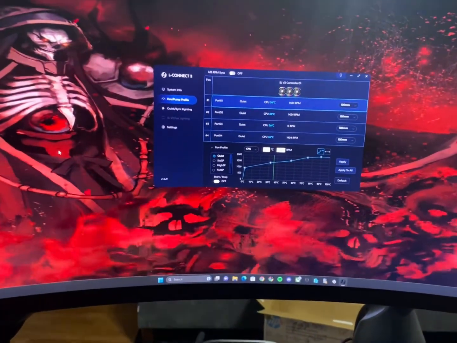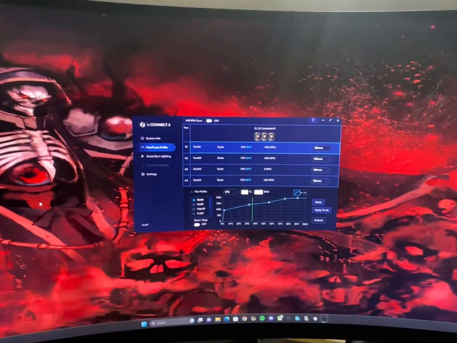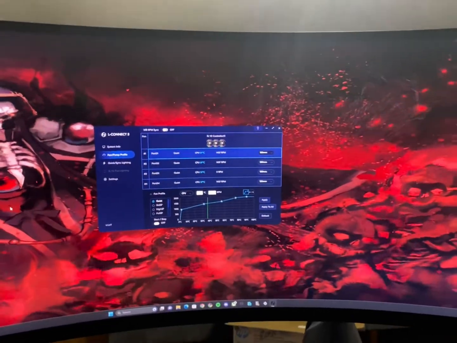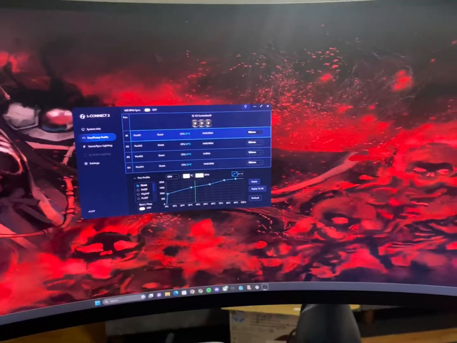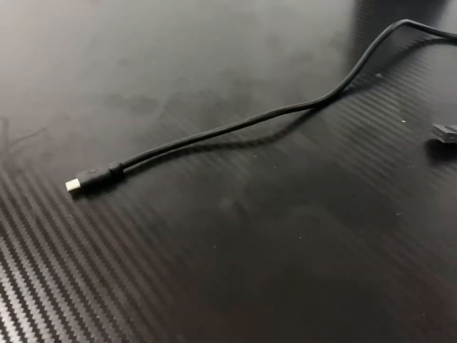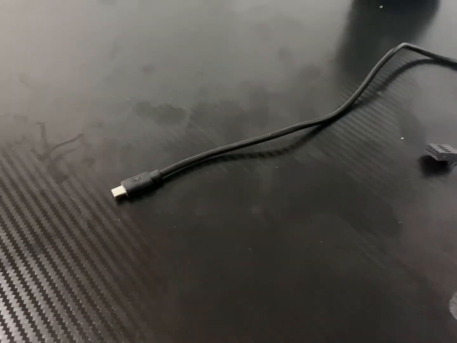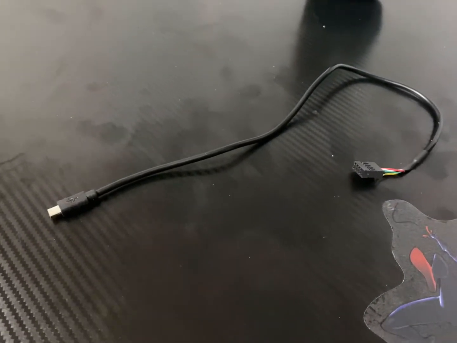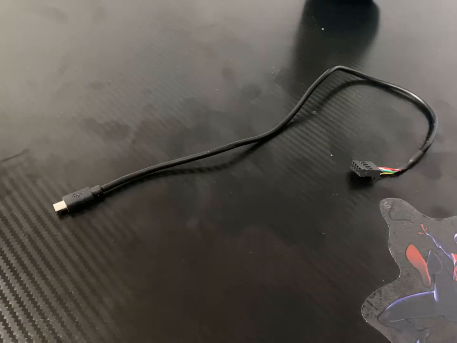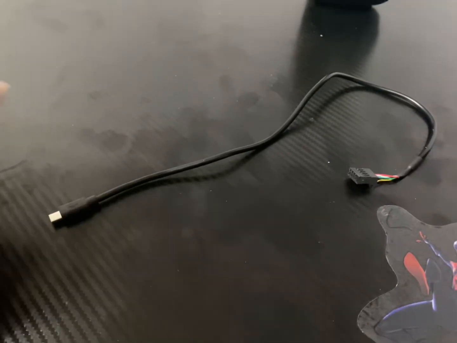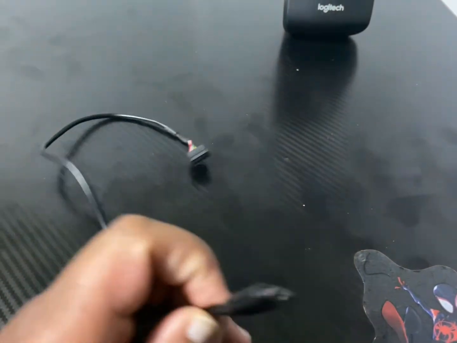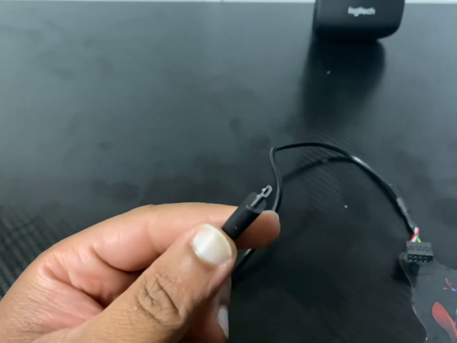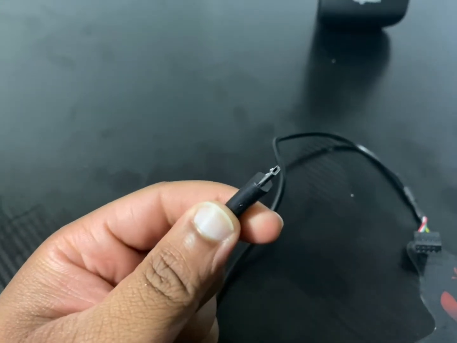Nothing worked. Well, come to find out, it wasn't the controller, it wasn't my system, it wasn't the program. The problem was this. This cable is the issue. This cable uses a micro USB connection.